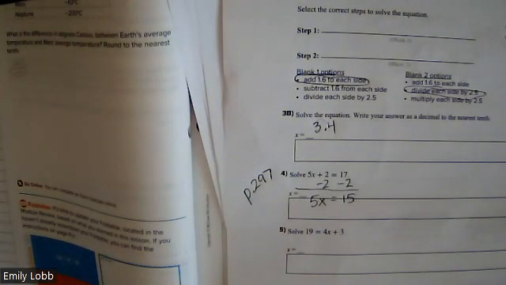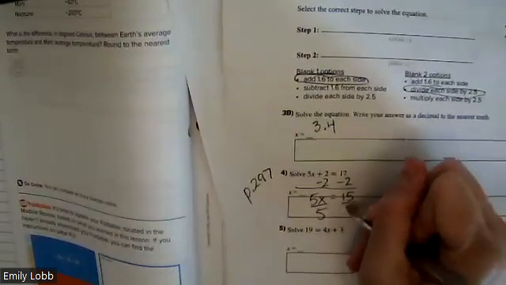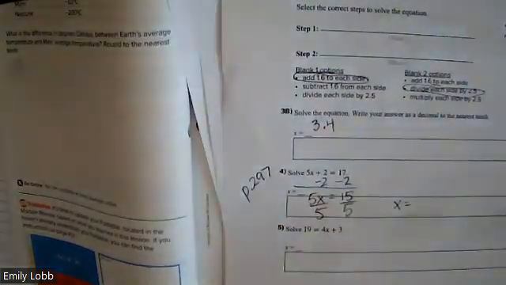How do I undo multiplying by 5? Divide by 5. So here x is equal to 3.